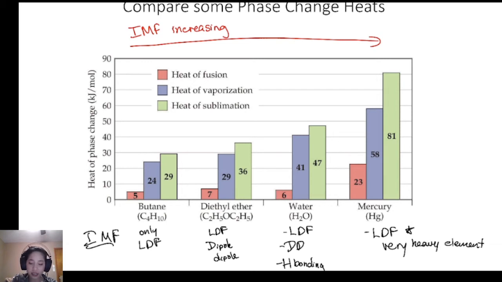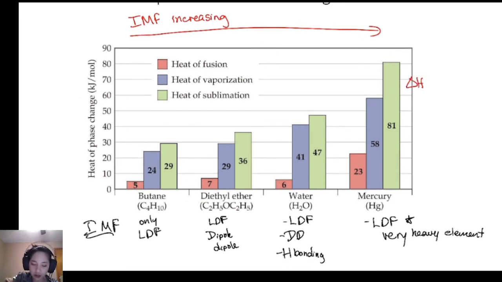And then you can also see that for most of these, our delta H of sublimation is equal to our delta H of fusion plus your delta H of vaporization for the majority of them. I think for all of them. 23 plus 58, yeah, that works. Yep, so for all of them, it follows that the green heat of sublimation is equal to the heat of vaporization and the heat of fusion, the addition of these two boxes.